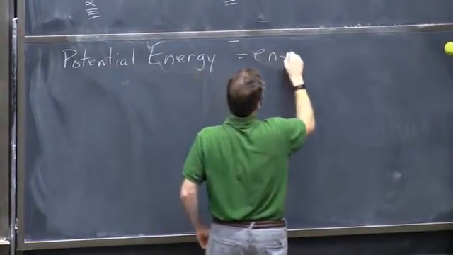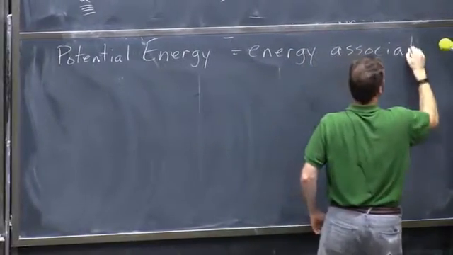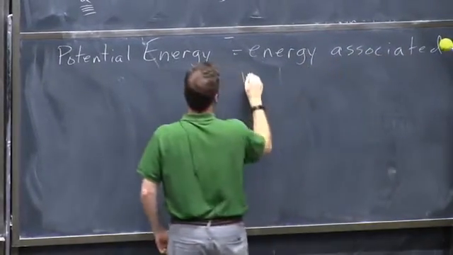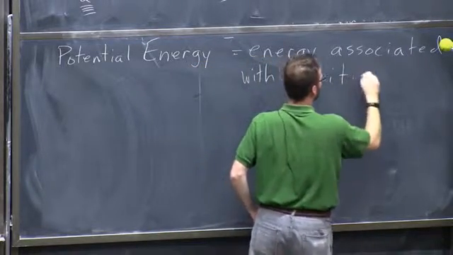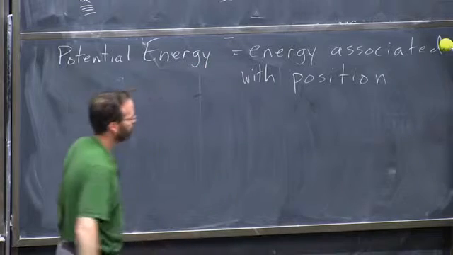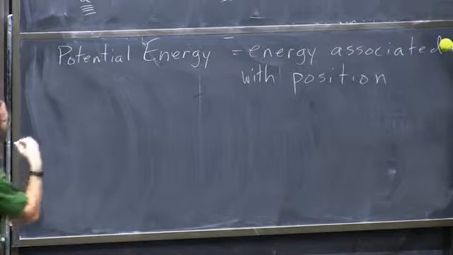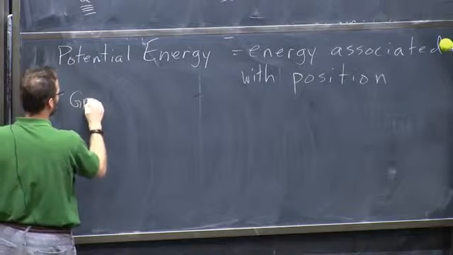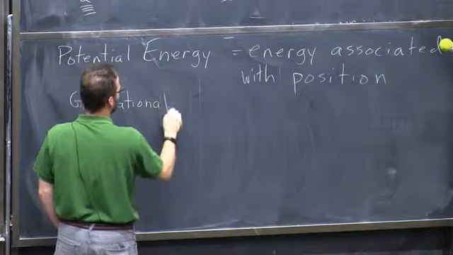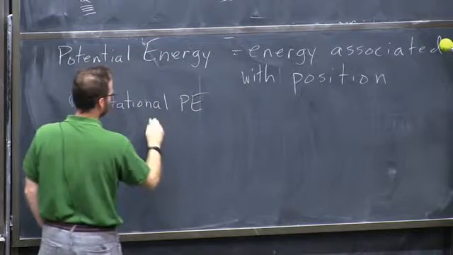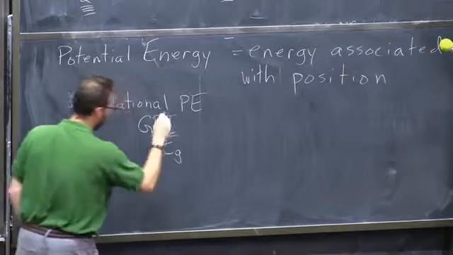And that's the energy associated with position. There are several types of potential energy in physics, actually. We're starting with gravitational. Gravitational potential energy. So I might just do PE, or if you prefer potential due to gravity, I don't care.